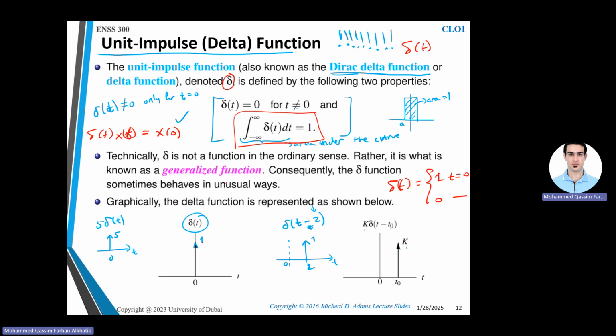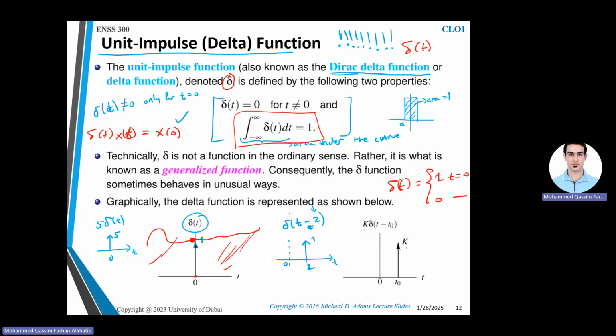It is graphically represented by a pulse at 0. So again, assume that you have a function. You multiply this function by delta. All other values will be gone. I will only have that value of that function, so it's going to be x of 0. Any function you multiply by delta, you will get the value of the function at t equals 0. All right.